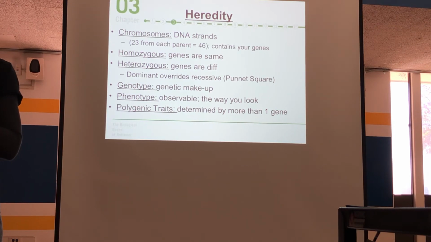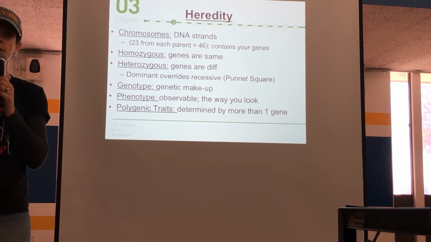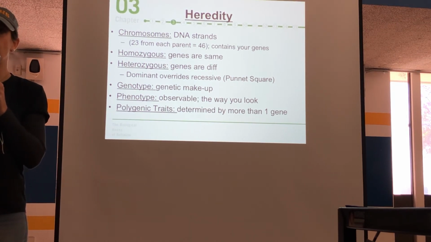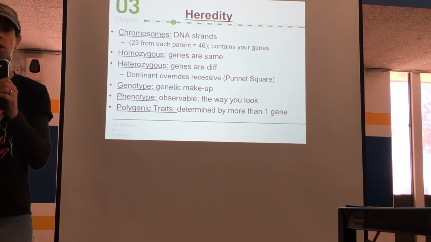Heredity. So, how many chromosomes do we have? 46. How many pairs? 23. Just remember that brand, 23andMe. It's 23 pairs. And on your chromosomes, you have your genes, your DNA, right? What is it called when you have a pair of genes that are the same, like big B, big B? Homozygous, because homo means same. What about big B, little b? Heterozygous, because they're different.